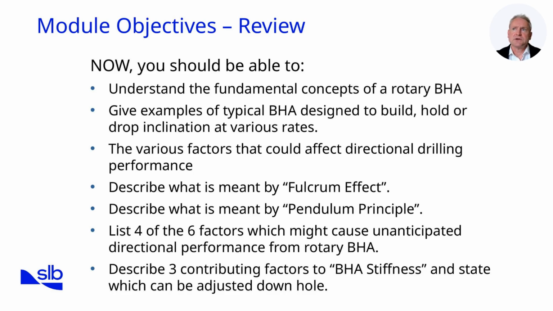You should now be able to list at least 4 of the 6 factors that cause unanticipated directional performance, such as stabilizer size, hole enlargement, bit type, or formation dip. Finally, you should be able to describe 3 contributors to BHA stiffness and identify which ones can be adjusted downhole. These concepts form the basis of effective rotary BHA design and real-time trajectory control.